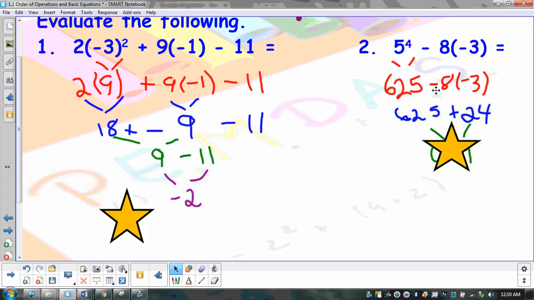Now I have a subtracting and a multiplying. We're going to do multiplying next. So -8 times -3 is a positive 24. 24 plus 625. Did you make it to the correct answer of 649? Again, if you made a mistake, not a big deal. Take a moment, pause the video, correct it, and move on when you're ready.